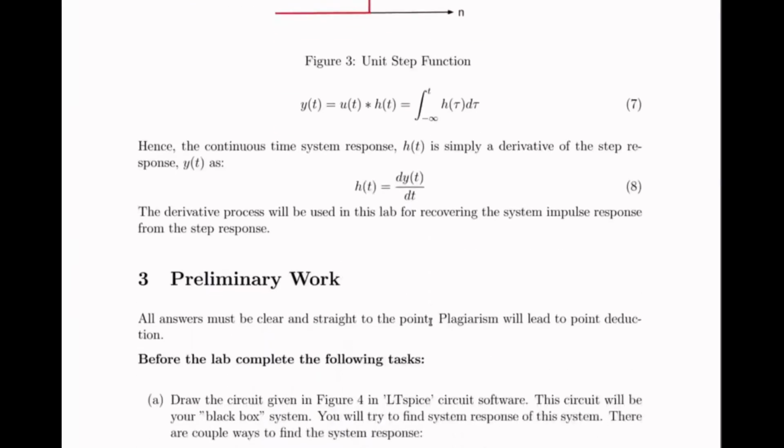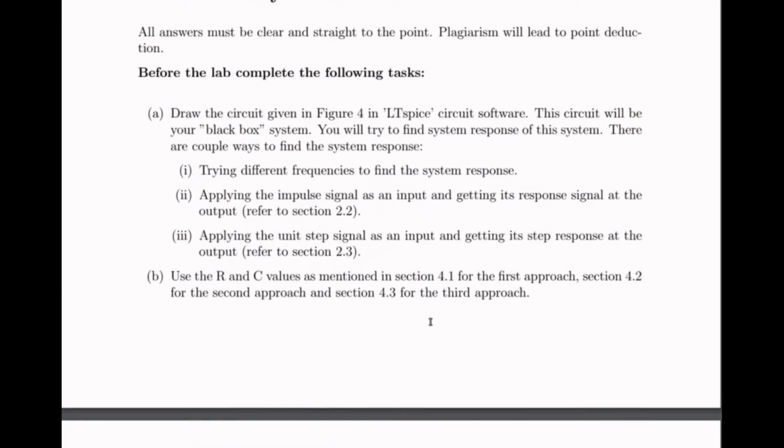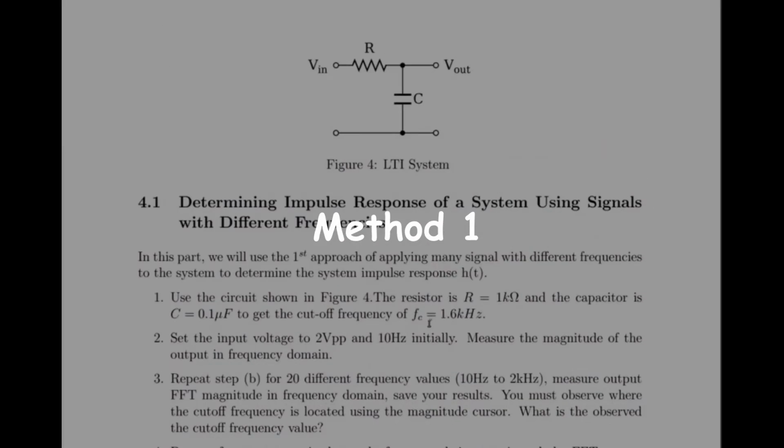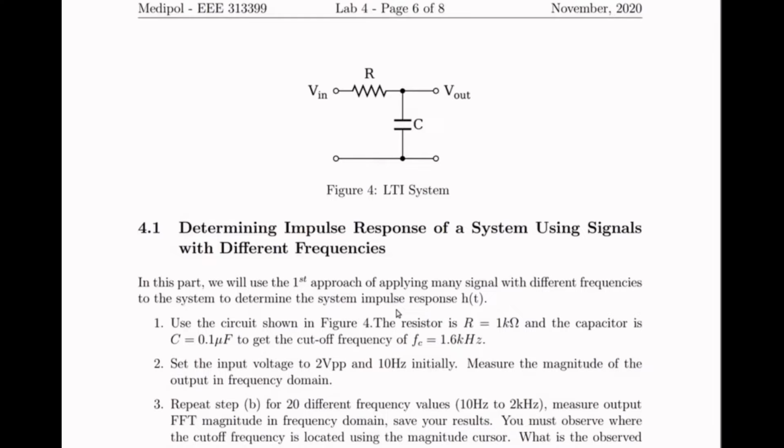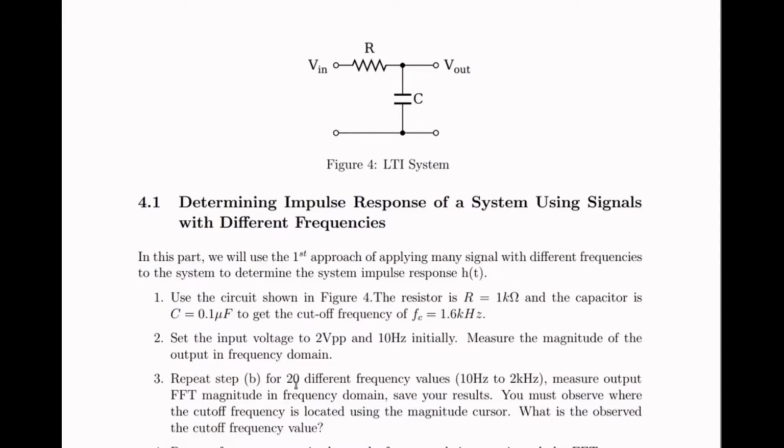There are three methods which we can use to find the system response. The first method is not a practical one. We will simply put in sine waves of different frequency values, and then we will observe the output in the frequency domain. Here we will use 20 different frequencies, starting from 10 Hz until 2 kilohertz.